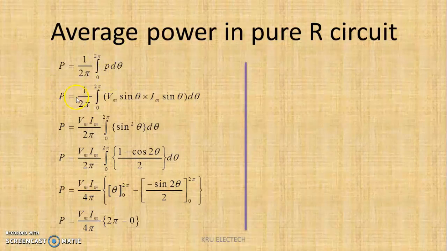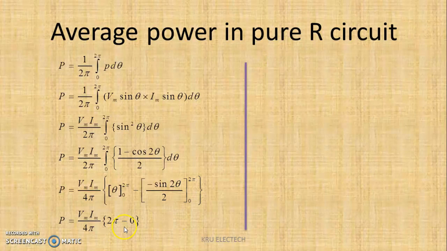Okay, now let us simplify it. You have to put down the value of voltage and current. Instead of power, you can put this value directly, then simplify it step by step. Now the 2 comes out, and instead of 2 pi, 4 pi is there. The integration of 1 is theta, with limits 0 to 2 pi, and then the integration of cos 2 theta is sine 2 theta, with a minus sign already there, and again the limits 0 to 2 pi. So if you put the limit first 2 pi, then minus 0, and the same for the other term.